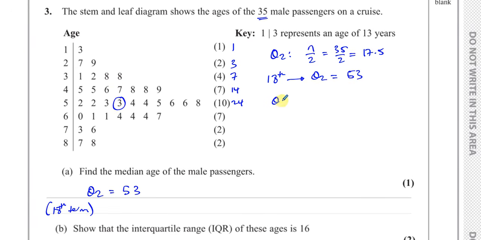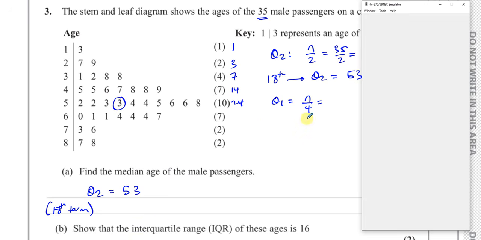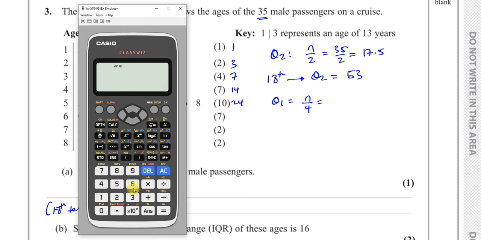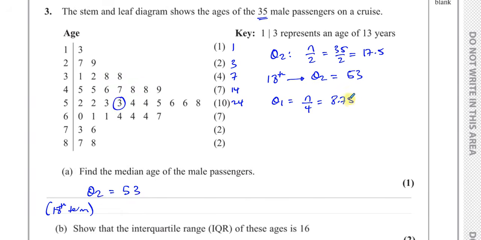So let's find Q1. Now Q1 is found by doing n over 4. This is why I like this method, it makes life easier. So we take 35 and divide it by 4, and it gives us 8.75. So that means I'm looking for the 9th term. The 9th term is Q1, the lower quartile.